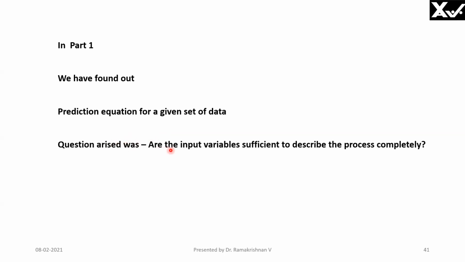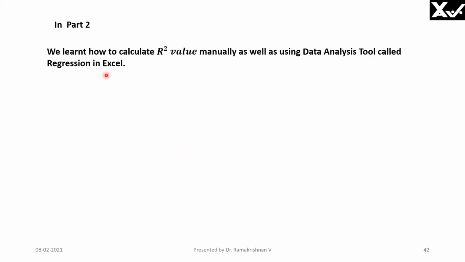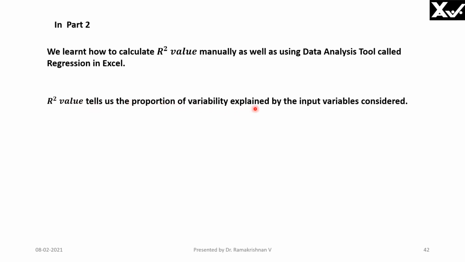The question that arose was, are the input variables sufficient to describe the process completely? Do we have to add one more variable? To answer that question, we defined the term R-squared value. In part 2, we learned how to calculate R-squared value manually, a longer method, as well as using the data analysis tool called regression in Excel. R-squared value tells us the proportion of variability explained by the input variables considered. If R-squared value is poor, then we can think of adding one more input variable.